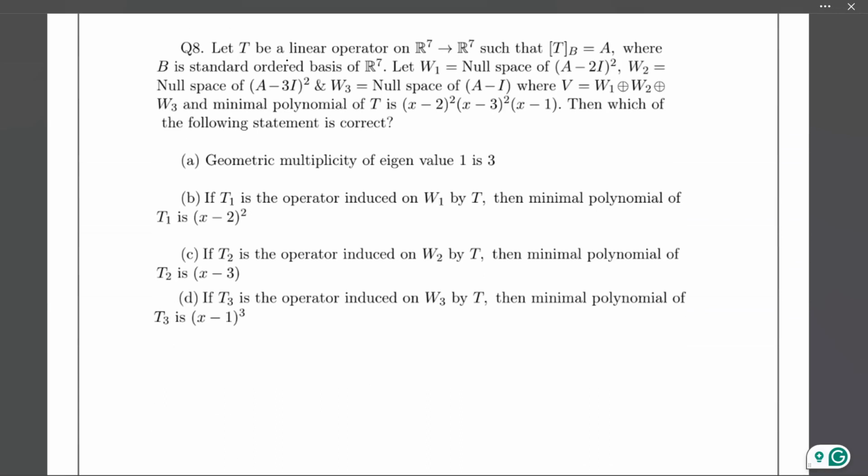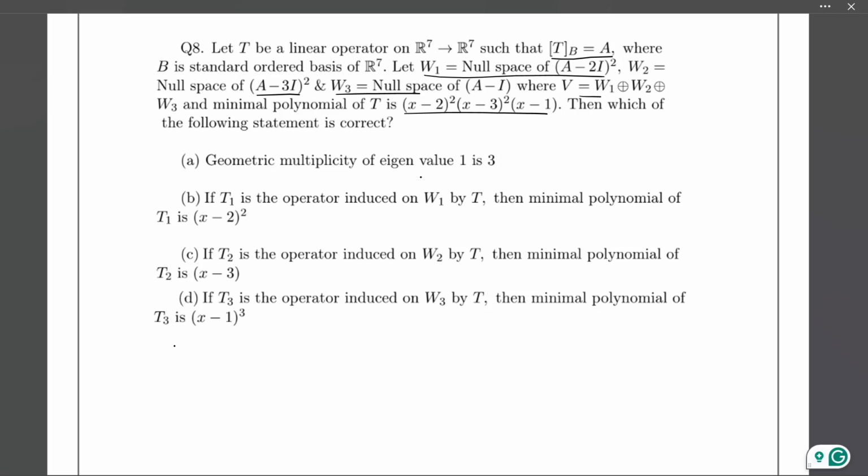Anyway, let T be a linear operator from R7 to R7. The matrix representation of T is given by A. B is the standard ordered basis. W1 be the null space of this vector. W2 be this null space. W3 be this null space. Where V is the direct sum of these Wi's. The minimal polynomial for T is given by this. Which of the following statements is correct? First of all, write the Jordan canonical form. That will be very helpful.